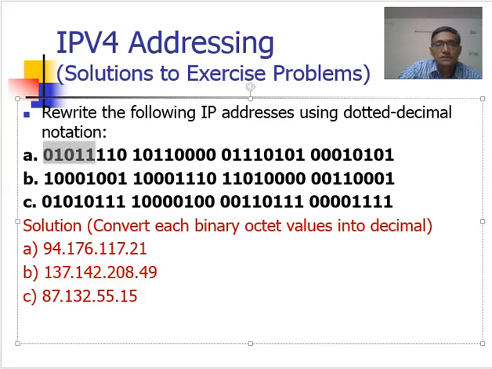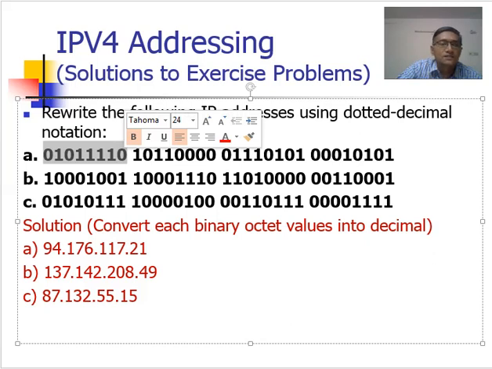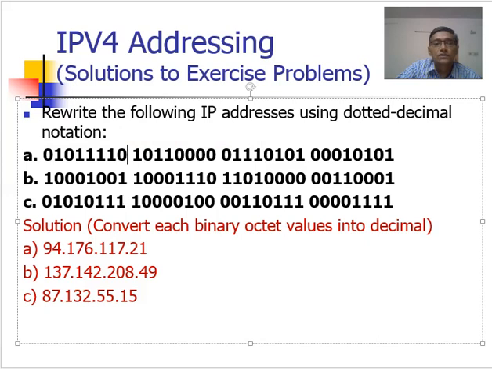So this first 8 bits we need to convert into decimal. You can convert by using the weighted method. So it is 0 into 2 power 0, 1 into 2 power 1, 1 into 2 power 2, 1 into 2 power 3, 1 into 2 power 4, 0 into 2 power 5, 1 into 2 power 6, 0 into 2 power 7. So all those values will be added and finally we arrive at 94. Similarly, we need to convert each and every 8-bit octet into the equivalent decimal.